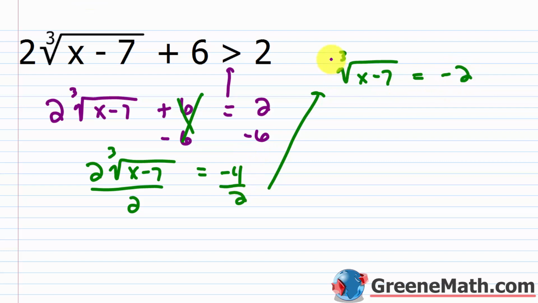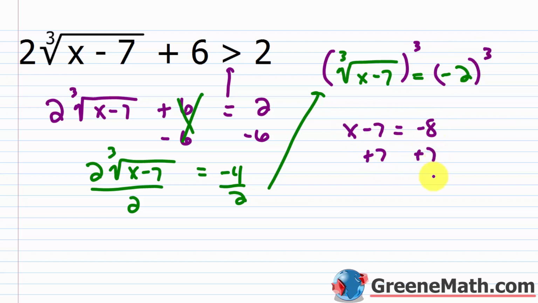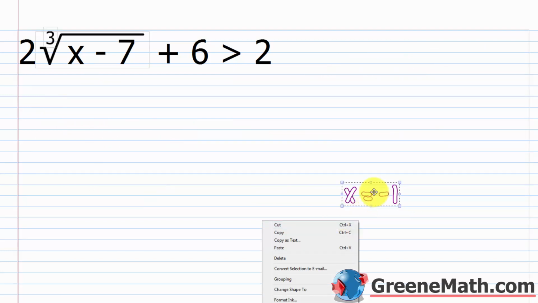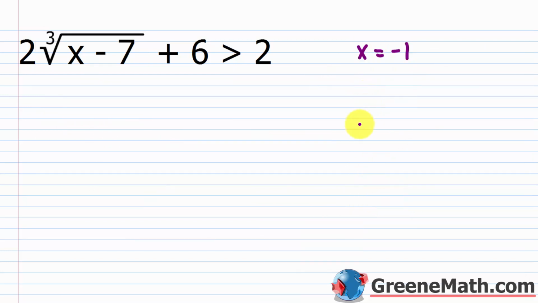To get rid of the radical, I'm going to cube both sides of the equation. I'm going to find that x minus 7 is equal to negative 8. Let me add 7 to both sides of the equation, and I'll find that x is equal to negative 1. So again, that's the boundary. Let me erase all this. X equals negative 1. Again, that's the boundary. And I don't have a domain restriction.